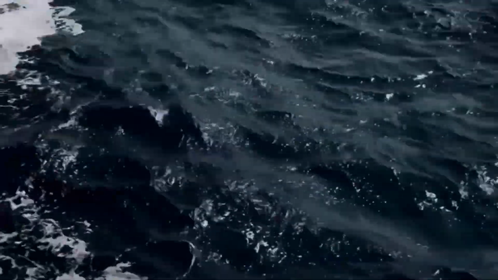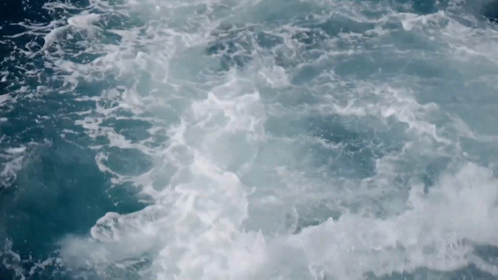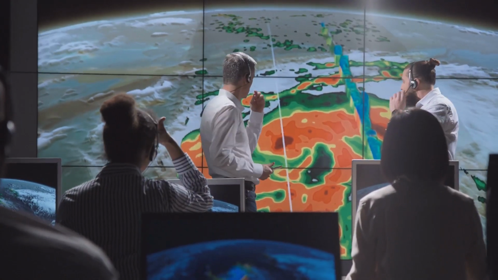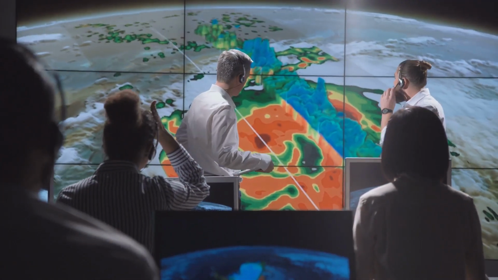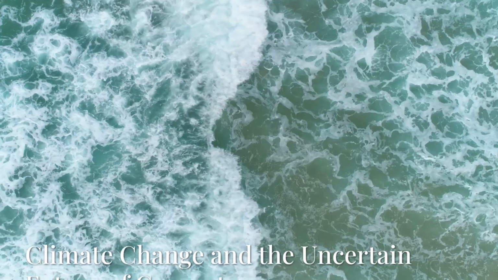These climate patterns, driven by complex interactions between the ocean and the atmosphere, are a testament to the interconnectedness of our planet's systems. Understanding these patterns is crucial for predicting and mitigating the impacts of climate variability on human societies and ecosystems.